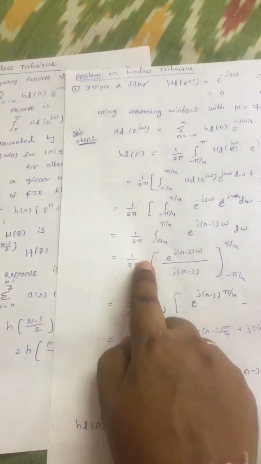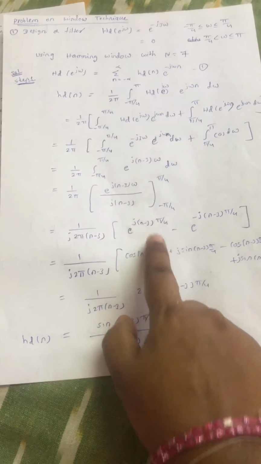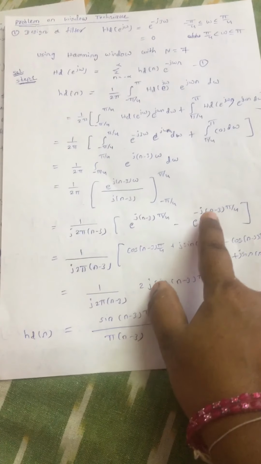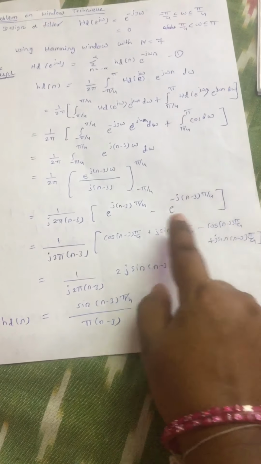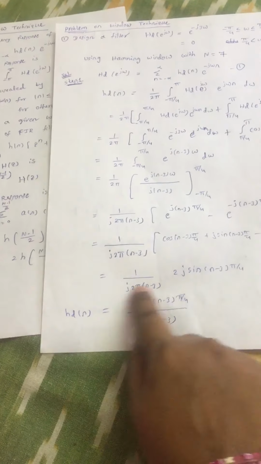By simplifying the equation, e^jθ is cos θ + j sin θ, e^(-jθ) is cos θ - j sin θ, and minus into minus is plus. So finally I am getting hD(n) = sin((n-3)π/4) / (π(n-3)). This is your step 1 equation.